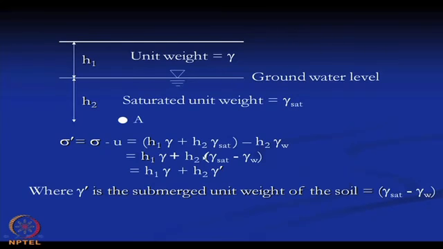So, when you calculate the effective stress at any point below the water table, the effective stress will be equal to the depth of the soil into the unit weight of the soil above the water table, plus the depth of that point from the groundwater table into the submerged unit weight of the soil, that is gamma sat minus gamma W. This way we can calculate the effective stress of the soil at any depth within the soil medium.